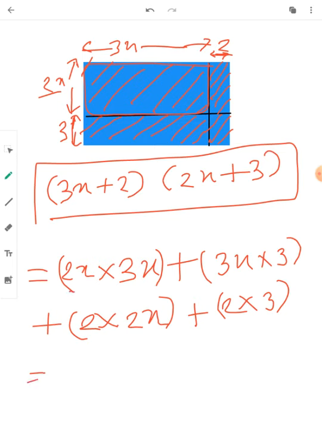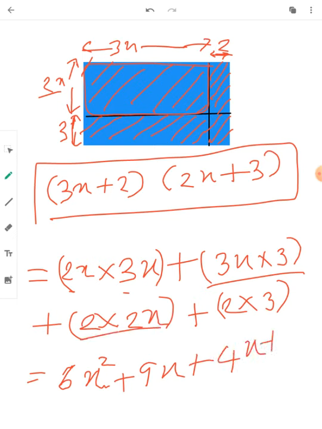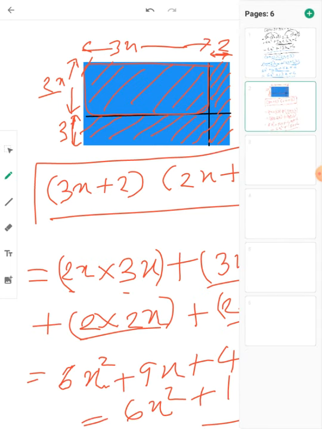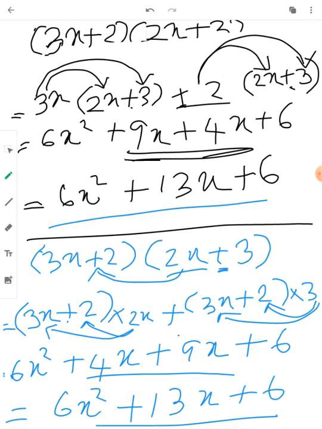Then write it. 2x times 3x is equal to 6x squared. Next, this one 9x, plus 4x, plus 6. Next step, 6x squared plus 13x plus 6. So you have got the same answer. So I hope this one is clear to you.